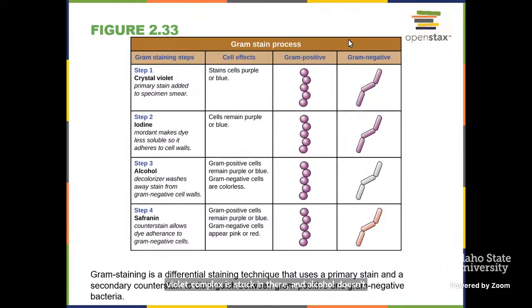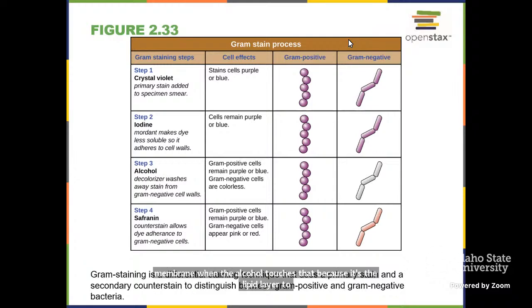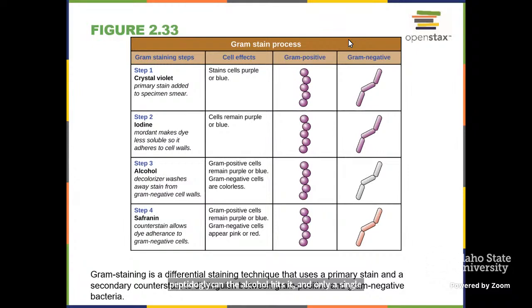But the gram negative cell has a very thin peptidoglycan layer, single layer thick really, and the outer layer, that's really the kicker. The outer layer is a lipopolysaccharide, a fat sugar layer that is an outer membrane. When the alcohol touches that, it causes the lipid layer to dissolve. And now that little thin layer of peptidoglycan, the alcohol hits it, and only a single layer thick, it just rinses right off, right? And the purple drips right off the end of the slide, all right? And so that makes those cells look colorless.